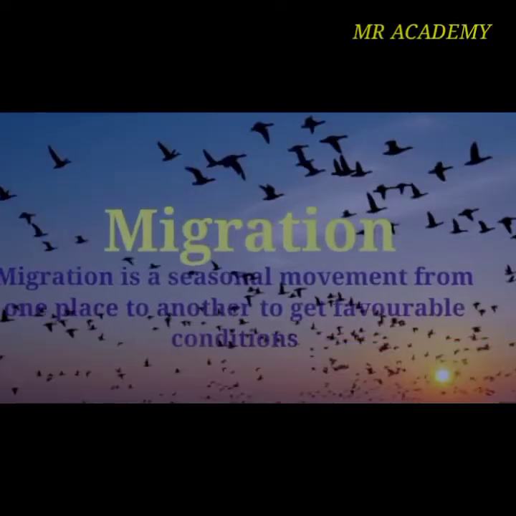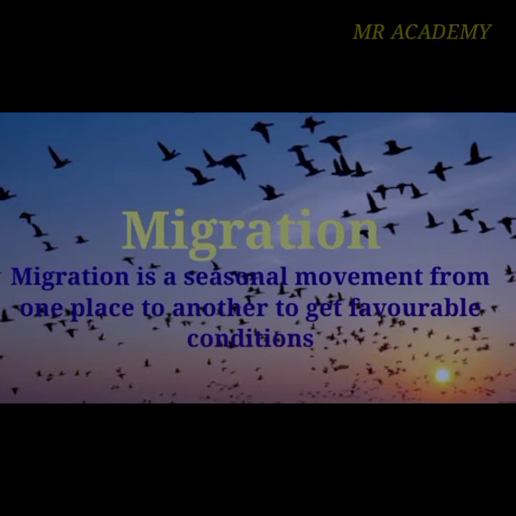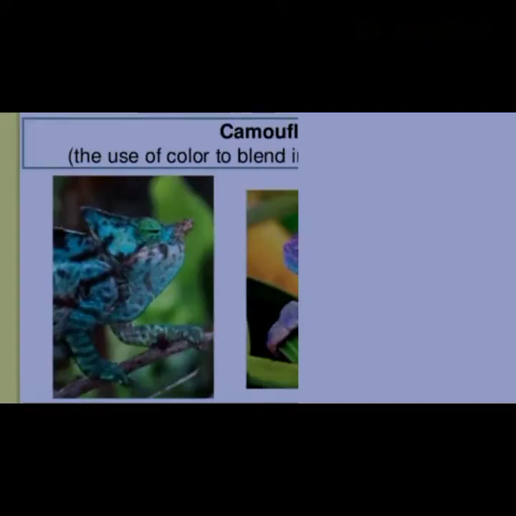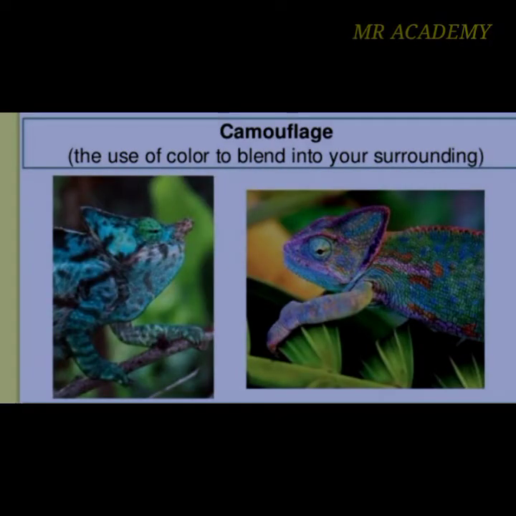Migration. Migration is a seasonal movement from one place to another to get favorable conditions. Some animals, like fish and birds, show migration during very cold conditions. Camouflage. Camouflage is the ability of an organism to blend in with its surroundings. Many animals show camouflage also.